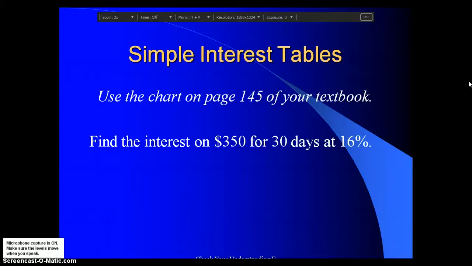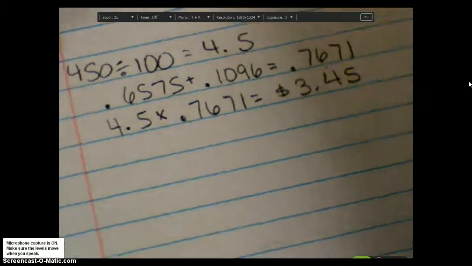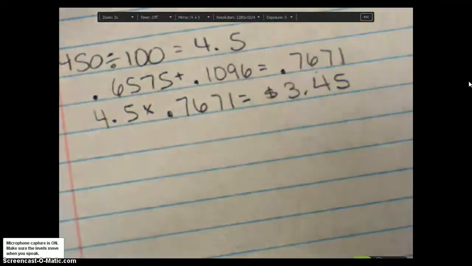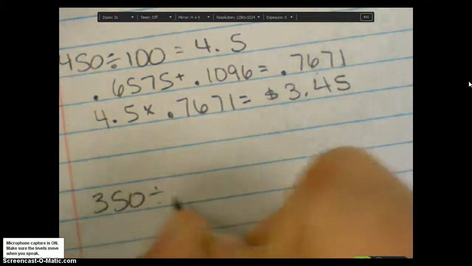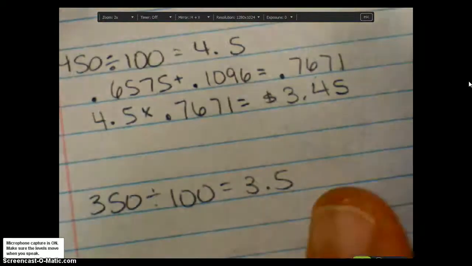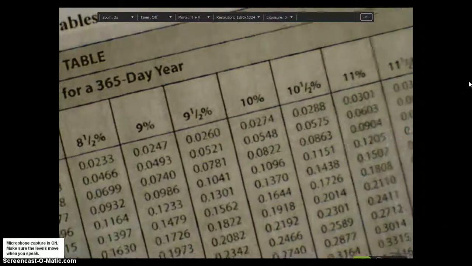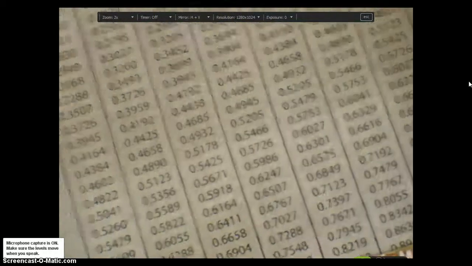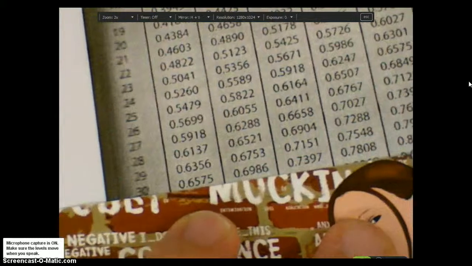So with this one, we'll switch back to the camera here. Our principal amount was $350. We'll divide it by our 100, which is 3.5. So what we'll do, we'll take our chart, 16% for 30 days, and I already gave it away. We're going to split our interest in half. So we get 8%, and we're going to use that 30-day mark.